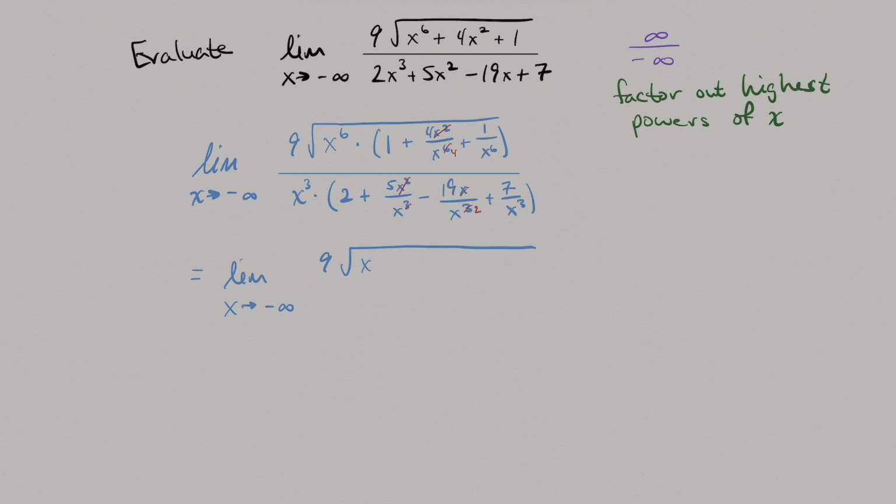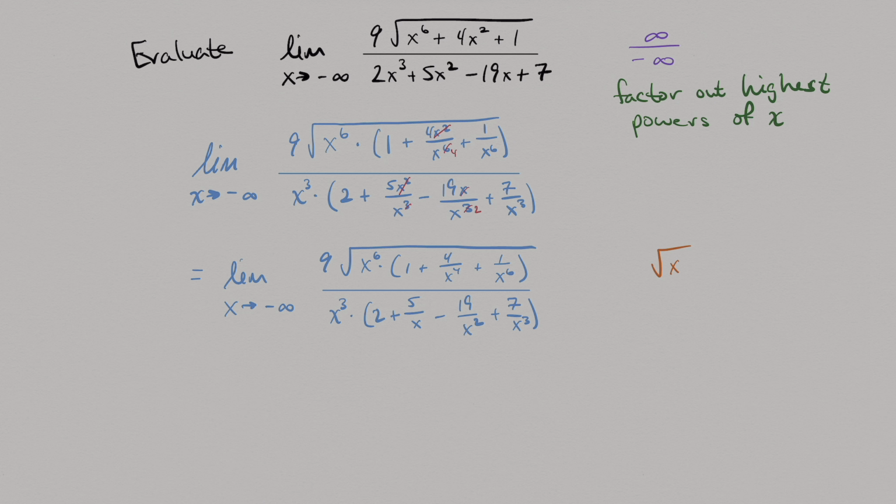Here we have the limit as x goes to negative infinity of 9 square root of x to the 6th times 1 plus 4 over x to the 4th plus 1 over x to the 6th. And in the denominator, x cubed times 2 plus 5 over x minus 19 over x squared plus 7 over x cubed. Now we have to take a little side trip here.